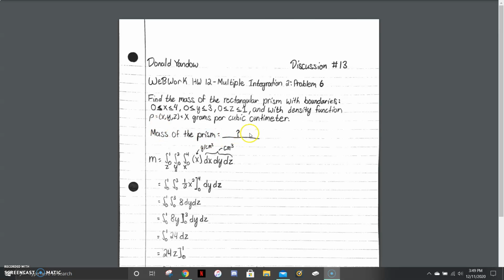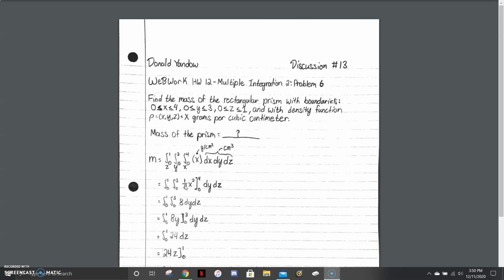So finding the mass of the rectangular prism, we have to start off by setting up our triple integral. So we start: mass equals the triple integral of our density function, which is x, times dx, dy, dz. Because it's a rectangular prism, the order doesn't necessarily matter. So the order I have chosen is z, y, and x for our three integrals. So setting up our boundaries, z is from 0 to 1, y is from 0 to 3, and x is from 0 to 4. So the first step is to integrate x with respect to x.